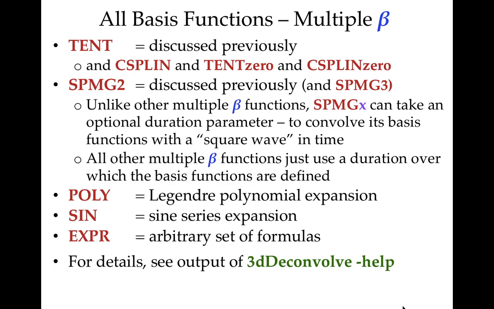Then there are the basis functions that return multiple betas. The tent and its friends, C-splin, tent0, and C-splin 0 have been previously discussed. SPM-G2 and SPM-G3 were also previously discussed. Unlike all the other multiple beta functions, they can also take an optional duration parameter. All the other beta functions just use a duration over which the basis functions are defined.